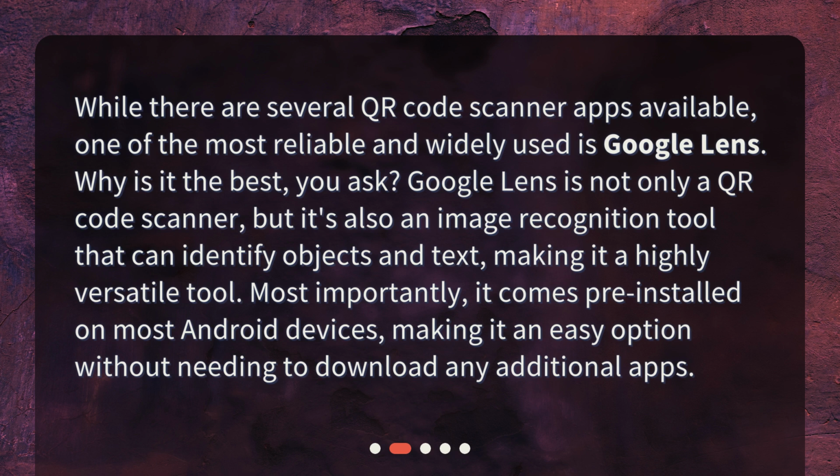Google Lens is not only a QR code scanner, but it's also an image recognition tool that can identify objects and text, making it a highly versatile tool. Most importantly, it comes pre-installed on most Android devices, making it an easy option without needing to download any additional apps.